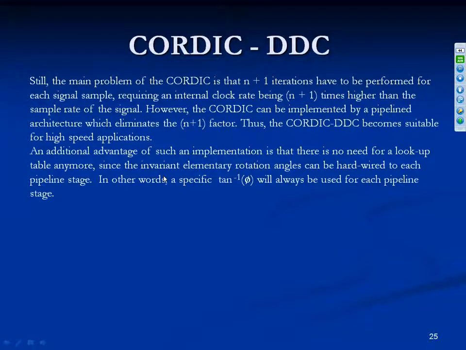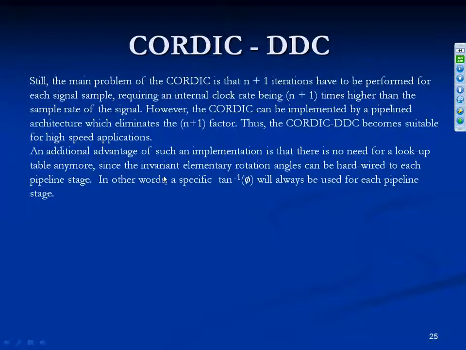Okay, still though, the main problem of the CORDIC is that the n+1 iterations have to be performed for each signal sample, requiring an internal clock rate being n+1 times higher than the sample rate of the signals. However, if we implement this CORDIC so that it has a pipelined architecture, it'll eliminate this n+1 factor, so you run it at the same speed that you're sampling. So that's where it becomes suitable for high-speed applications.